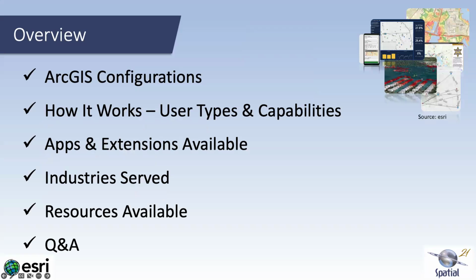So in terms of what we're talking about today, as I mentioned, we'll be looking at ArcGIS Online, ArcGIS Pro, and ArcGIS Enterprise, which I call the ArcGIS configurations, the different ways you can bring ArcGIS into your organization: how each of those would work, what user types are available, and what the capabilities of those user types are. We look at applications with each of those configurations, as well as extensions that are available. Some of them are industry specific, so it may benefit you depending on what industry you serve. We'll also look at the industries that we serve, to show you the vast areas where ArcGIS is applicable. There are a few resources available to you, and as I mentioned, a question and answer section at the end, where we'll field any questions that come in during the session.